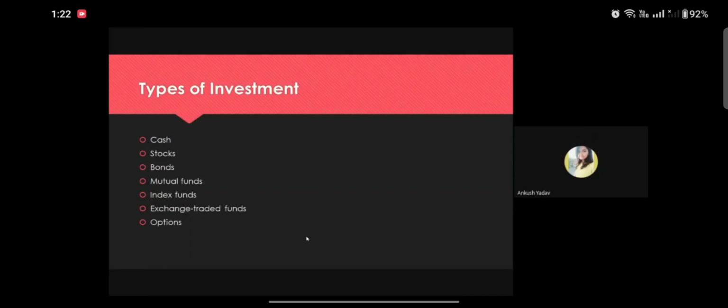Then we have options. It is the same as bonds, but in a bond you don't have any option to buy or sell the bond. But in options you will have the option to buy or sell your contract, but after a fixed amount of time. It will be a fixed tenure for that. So these are the types of investments.